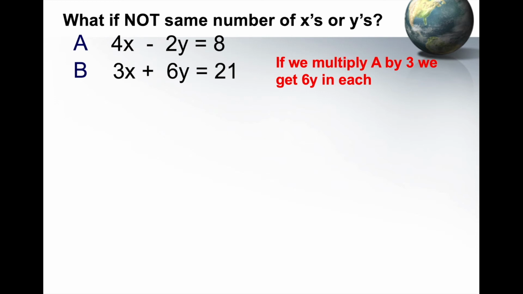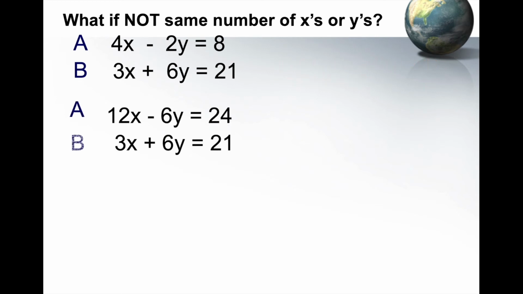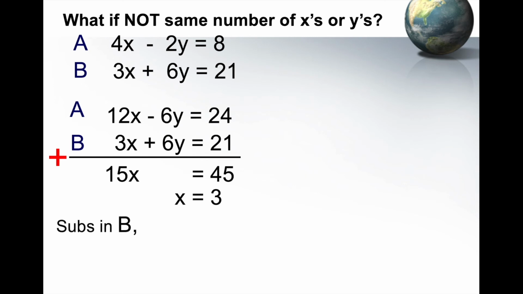So let's multiply equation A by 3. 4x times 3 gives you 12x, minus 2y times 3 gives you minus 6y, and then 8 times 3 gives you 24. So there you go. You end up with the same number of y's. And what you do, you add them. And when you do add them, these y's disappear, and you end up with 15x is equal to 45. And x is equal to 3.